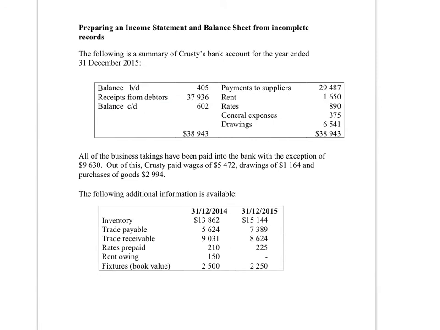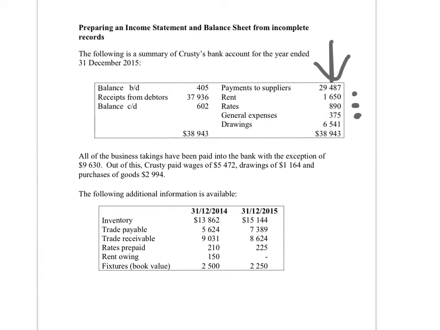I will firstly focus on the income or expenses. In this case, I don't see any income, so it'll just be expenses that need some adjusting before they appear on the income statement. So the expenses are up here in the cash book on the payment side, on the money going outside, and the expenses are rent 1650, rates 890, general expenses 375.